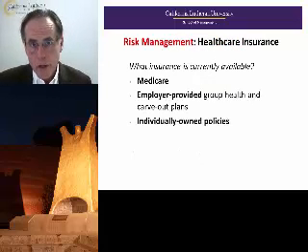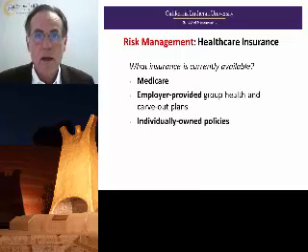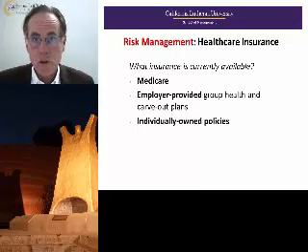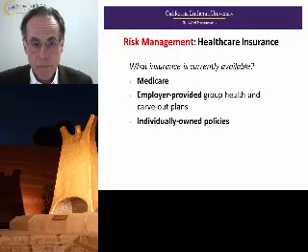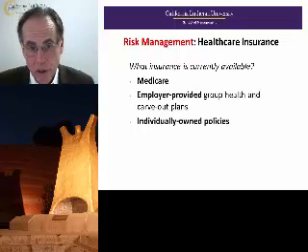So when looking at healthcare insurance, you're going to collect the data because you need to understand what insurance is currently available to your client. Are they eligible for Medicare right now?